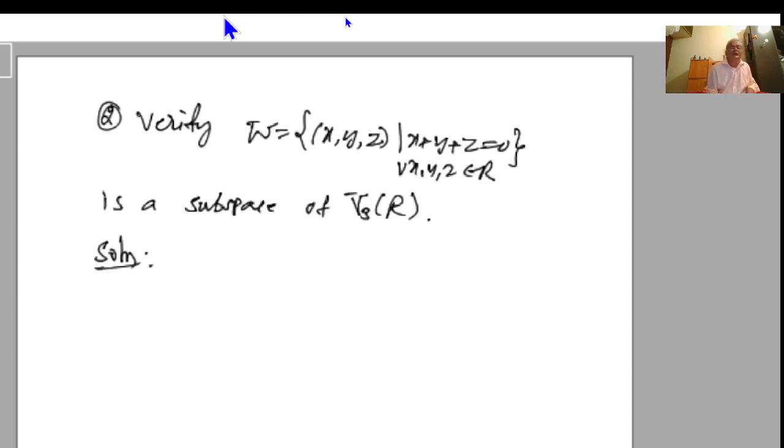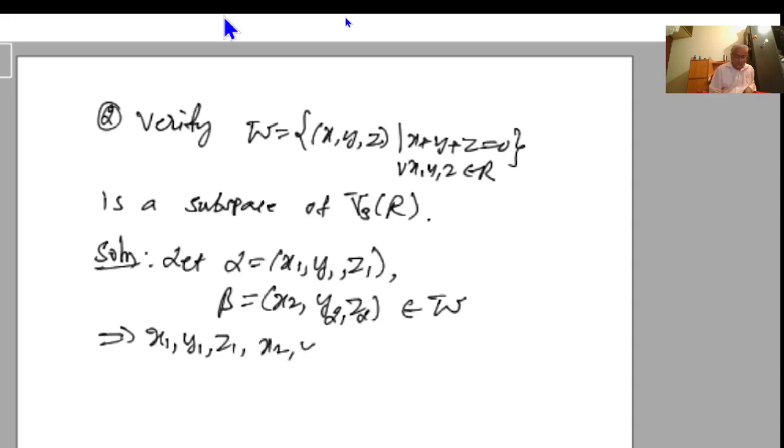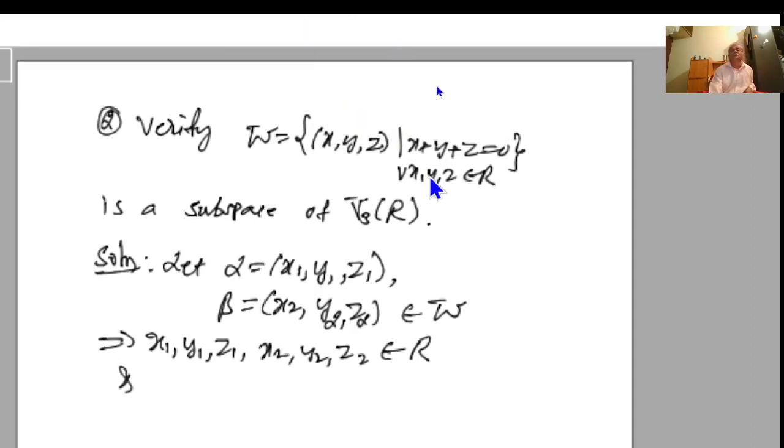Again, we show that those two conditions are satisfied. So that is here, let alpha equal (x1, y1, z1), beta equal to say (x2, y2, z2) belong to W. What does this imply? This implies x1, y1, z1, x2, y2, z2 are real numbers. They belong to R, and together with this condition must be satisfied.